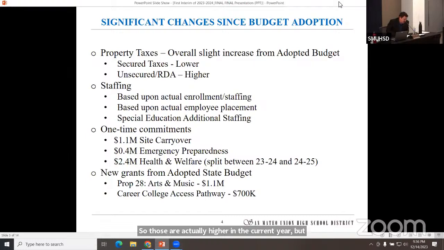In terms of staffing, we've obviously updated based on actual enrollment and staffing and employee placement, including all of our new hires and some additional investments that we've made.